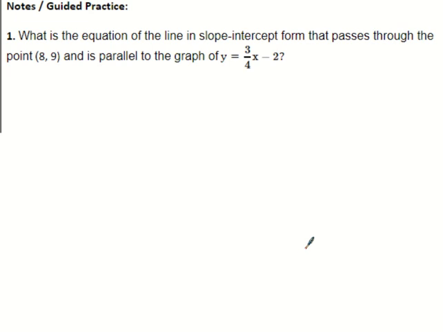All right, so here's our first practice. It says, what is the equation of a line in slope-intercept form that passes through the point (8, 9) and is parallel to the graph of y = 3/4x - 2? So this is my first line right here. This is line number 1. What we're trying to do is solve for line number 2. Okay, and we want it in slope-intercept form.